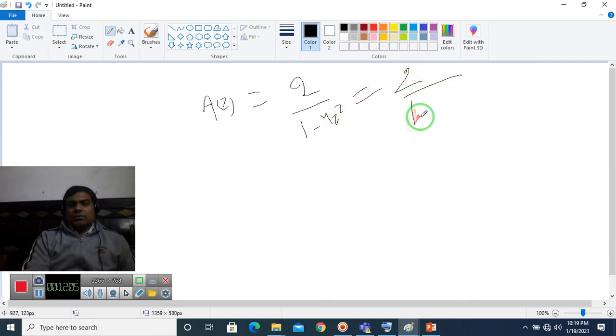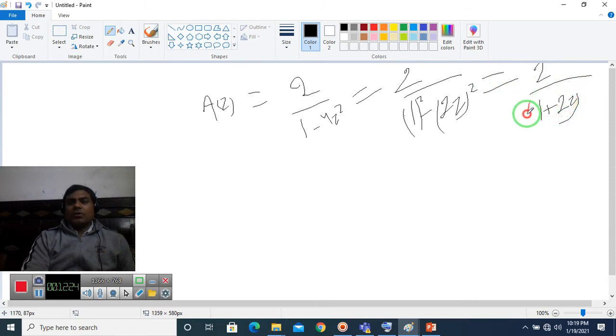Two upon 1 minus 2Z squared. So we can write 2 upon (1 plus 2Z)(1 minus 2Z). You should apply the formula a square minus b square, 1 minus 2Z. Just add and subtract, and apply the partial fraction.